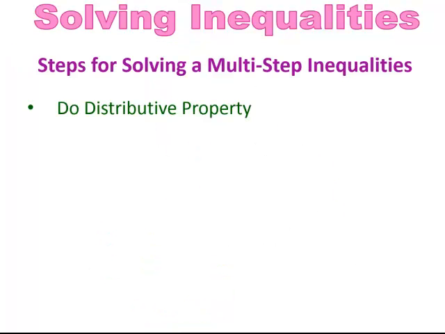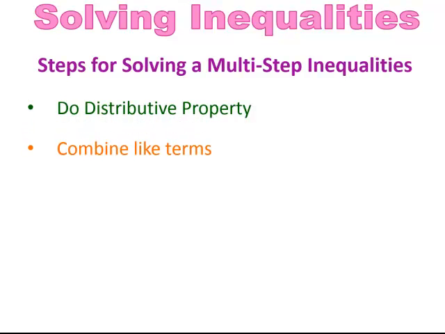So as a reminder, for multi-step inequalities, it uses the same thing as multi-step equations. You always want to do the distributive property first. If there's parentheses, you want to remove the parentheses by distributing the value that's on the outside to everything inside the parentheses. Then you'll combine like terms.